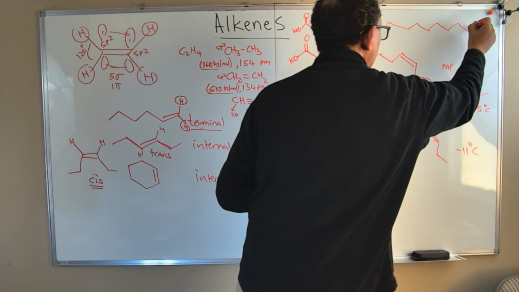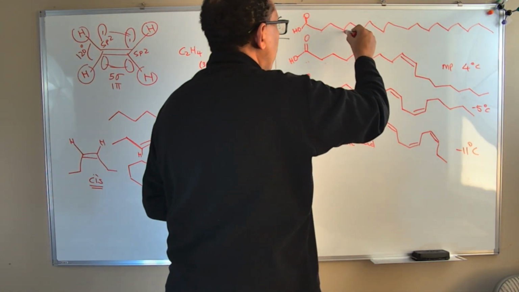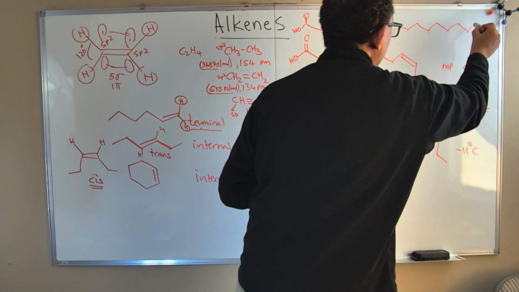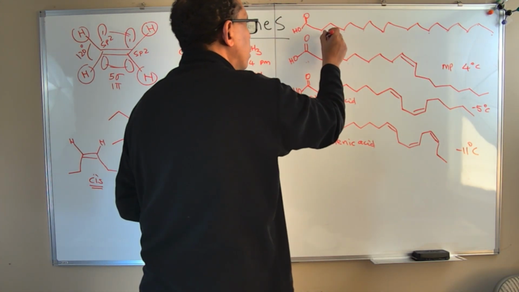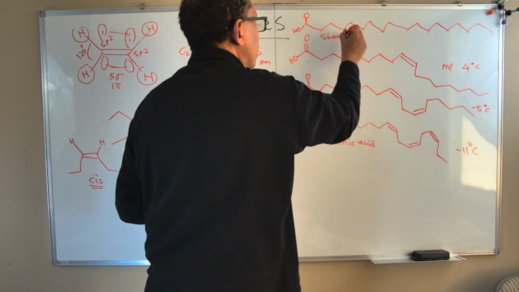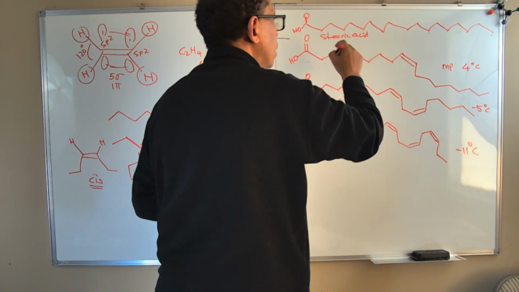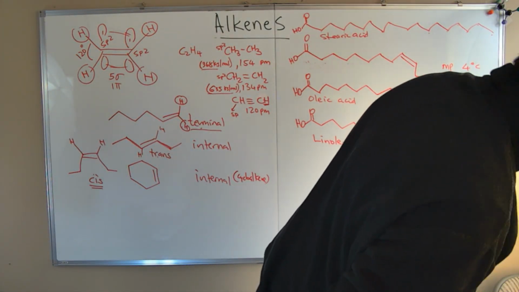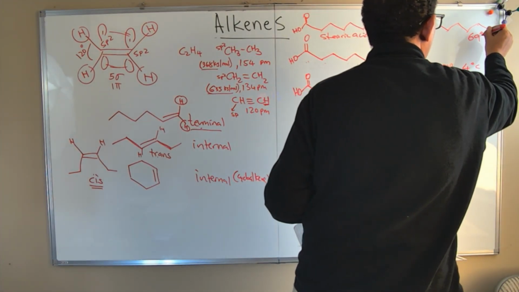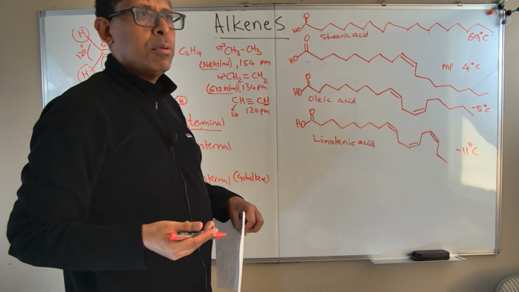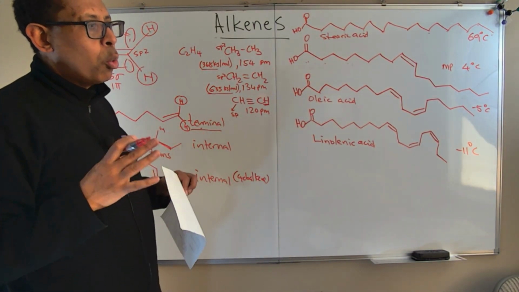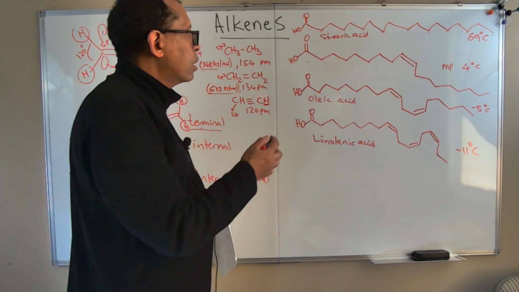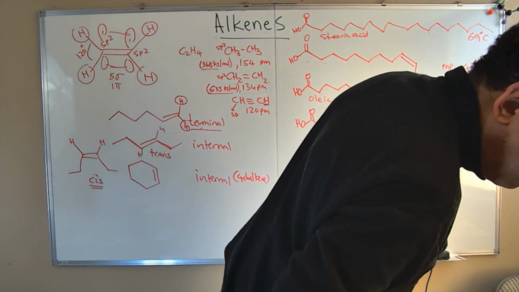So it's an 18 chain. So 1, 2, 3, 4, 5, 6, 7, 8, 9, 10, 11, 12, 13, 14, 15, 16, 17, 18. So it is a C18. It's called stearic acid. Stearic acid is fully saturated. It doesn't have any double bond. So the melting point for stearic acid is 69 degrees. It's like butter. So the physical and chemical properties also widely depend on how many double bonds you have. For example, here, this is called oleic acid.